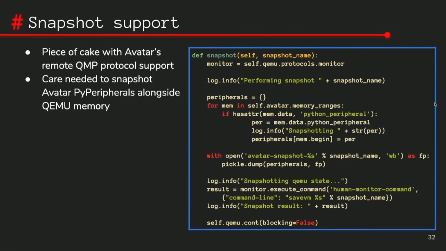And the first thing I did after seeing this was implementing snapshots. Which ended up being a piece of cake with Avatar's framework because it allowed us to remotely control QEMU. We could just send the command to do a snapshot. The only caveat is because we had Python and C-based peripherals, we needed to make sure we snapshotted both. So the code you see here is exactly what we used to snapshot the Python peripherals at the same time as the ones in QEMU.